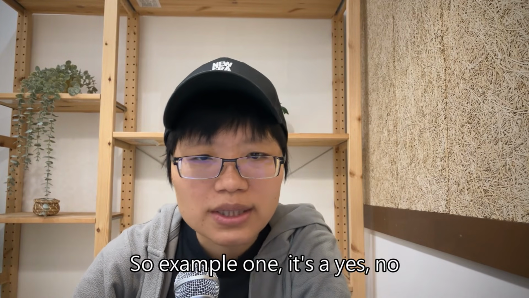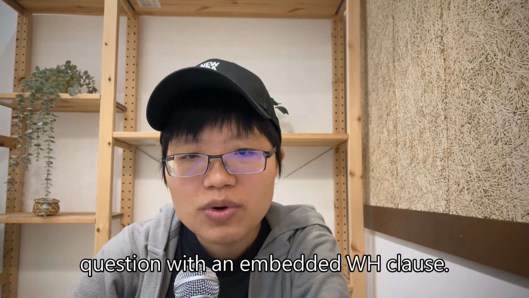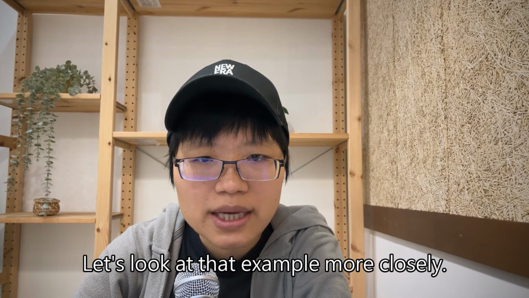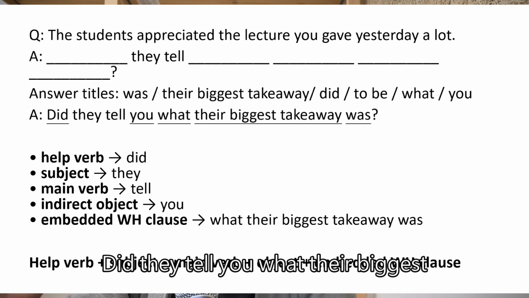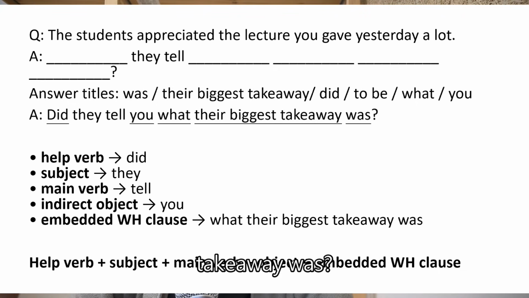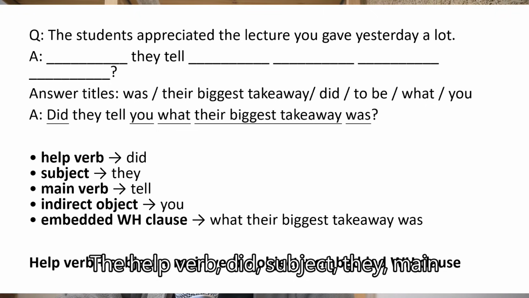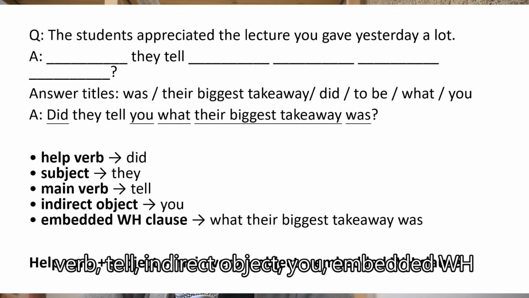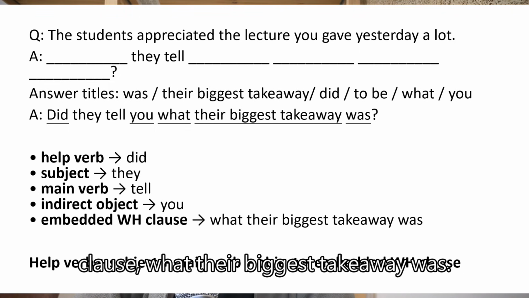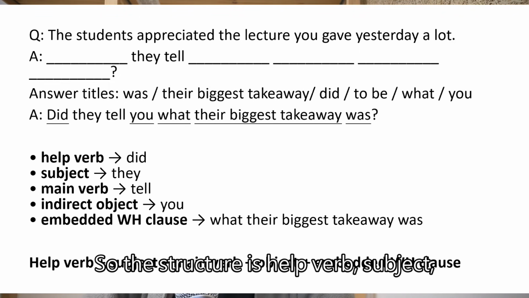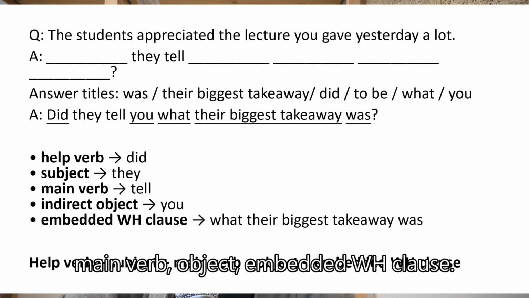So example 1, it's a yes-no question with an embedded WH clause. Let's look at that example more closely. Did they tell you what their biggest takeaway was? Here's how it's built. The help verb, did, subject, they, main verb, tell, indirect object, you, embedded WH clause, what their biggest takeaway was. So the structure is help verb, subject, main verb, object, embedded WH clause.